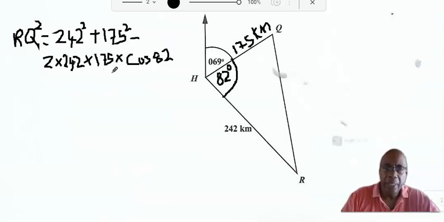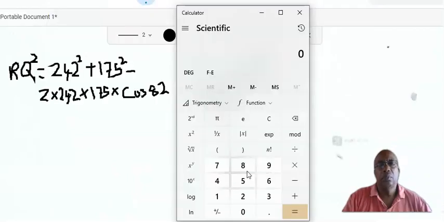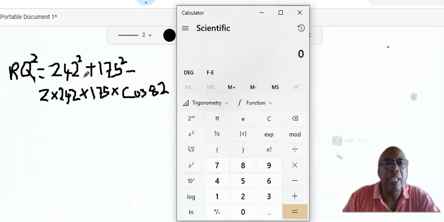So we have written the cosine rule down and put in the values we have. Now we simply have to calculate all this to find RQ squared. And when you get that answer, we square root it to find RQ. Now you can do this all in one time on your calculator, which is what I'll be doing now. So I have my calculator here, and let us calculate what we have here.